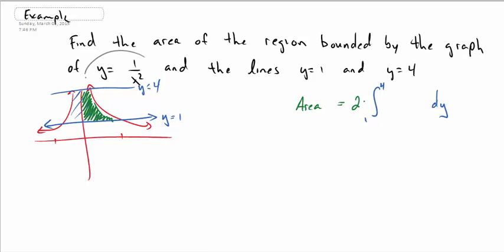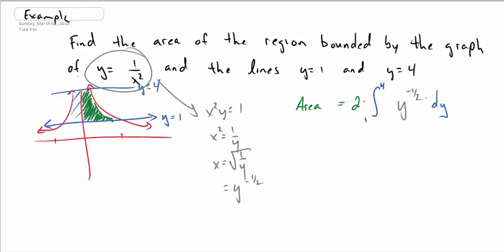What we're going to do is rearrange this formula. We're going to solve it for x. So x squared y equals 1, x squared equals 1 over y, x equals the square root of 1 over y, which is y to the -1/2. Now I'm in a position where I can find this definite integral, multiply it by 2, and have my area.